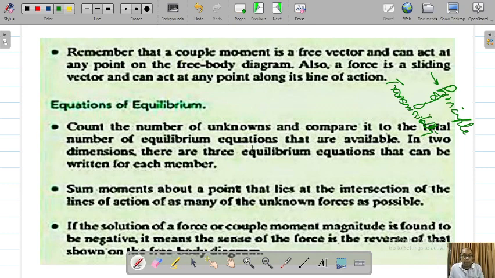So how are we going to solve it? We will count the number of unknowns and compare it to the total number of equilibrium equations that are available. In two dimensions, there are three equilibrium equations that can be written for each member. This is the technique we are going to use.